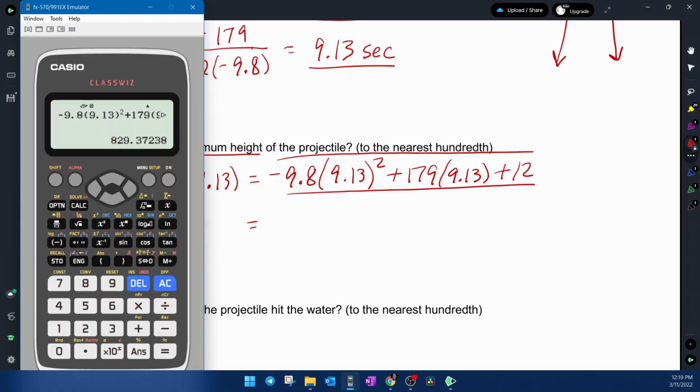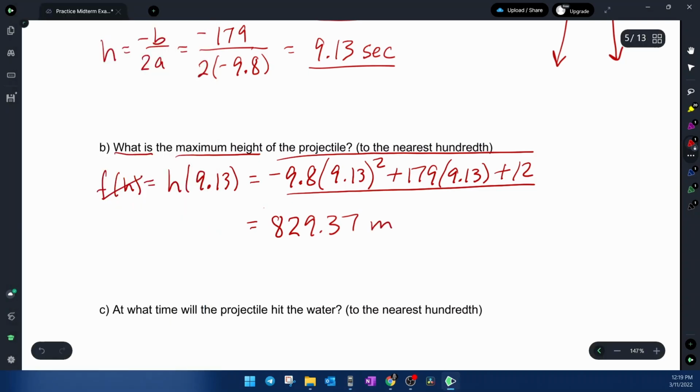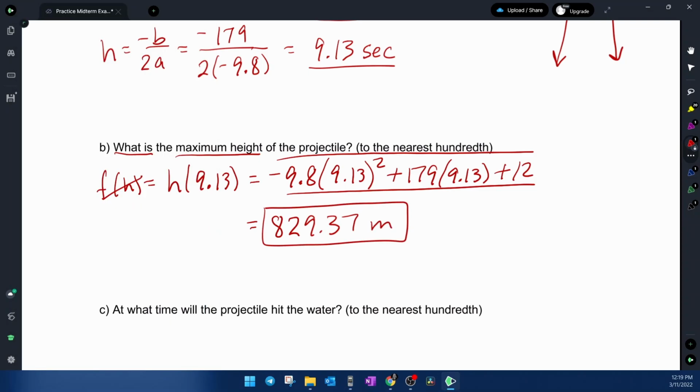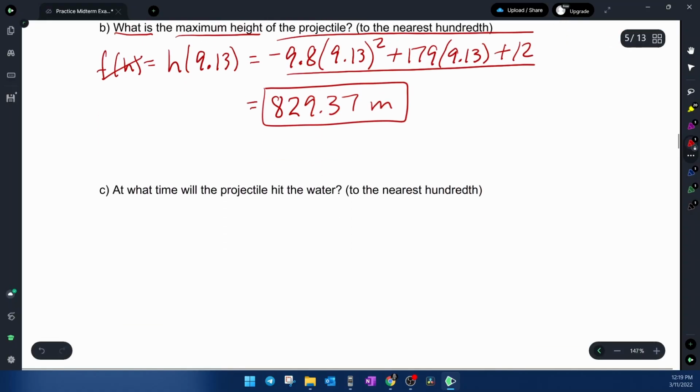And our maximum height, notice it says rounded to the nearest hundredth, would be 829.37 meters. Remember, that is the height here measured in meters. And then finally, they want to know, at what time will the projectile hit the water?